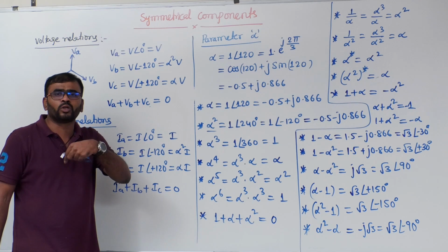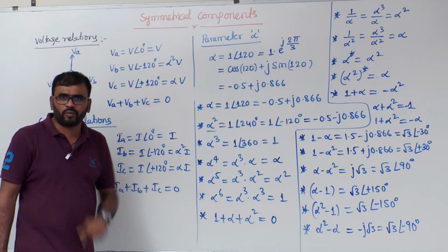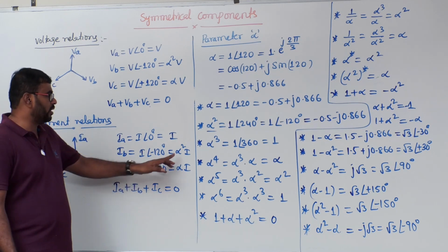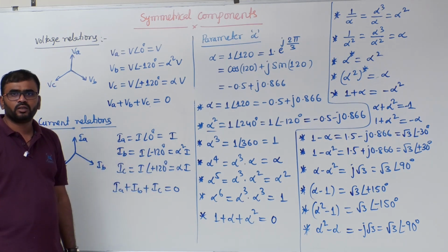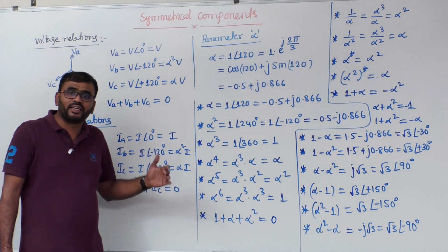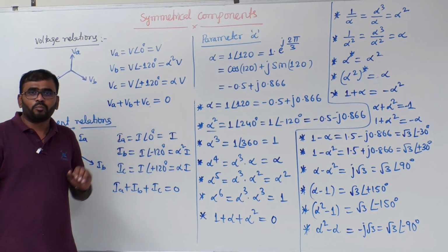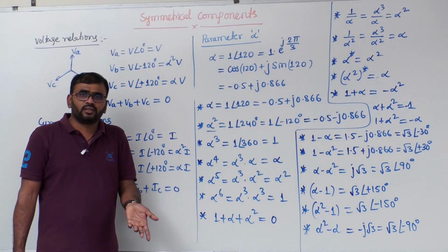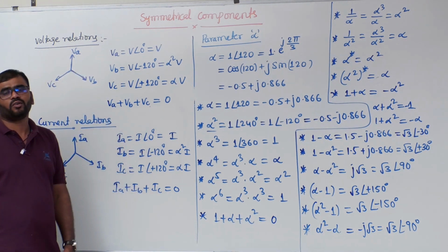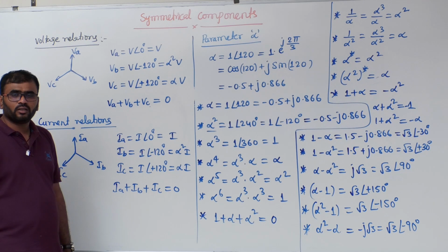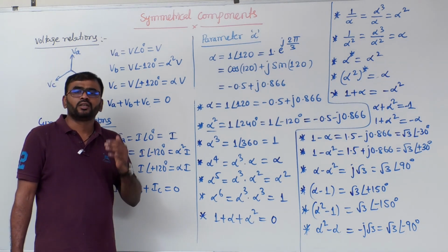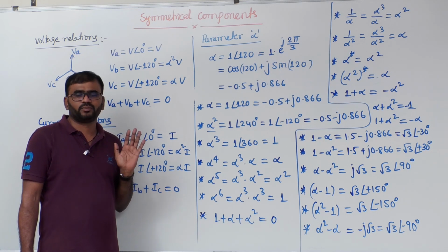That means if you found IA, that means one phase information, the remaining two phase informations we can write using the simple alpha parameter. But these things are really valid for balanced system. If the system becomes unbalanced, that means the system becomes unsymmetric, then these relations are not valid. Clear, sir? That's why for analysis of an unbalanced system, we defined the symmetrical components.